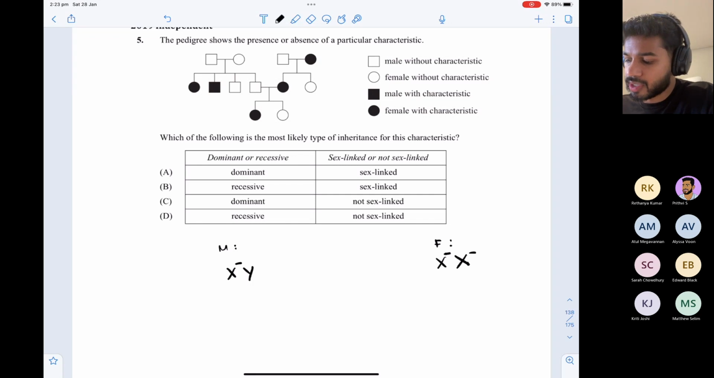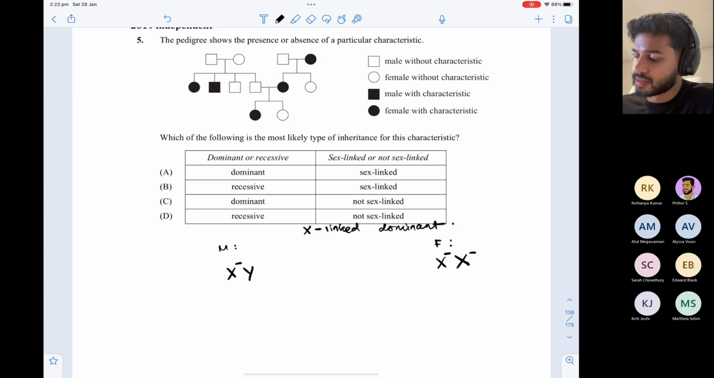Now, if we use the word sex-linked, or you can use X-linked, dominant, Rithanya, what does that mean? Is capital R equal disease, or does the little r allele equal disease? When I say sex-linked dominant, Rithanya, is it capital? Yeah, very good. So capital R equals disease.